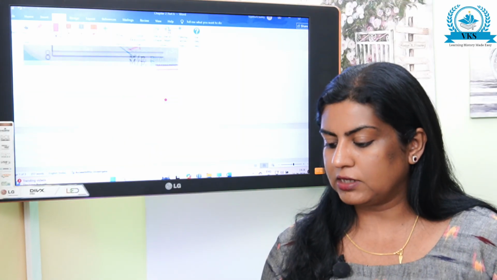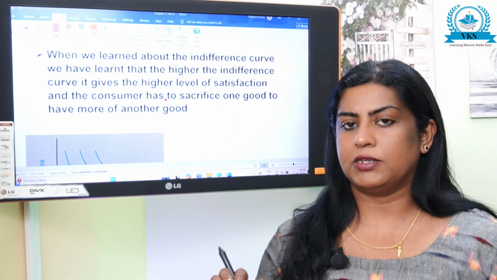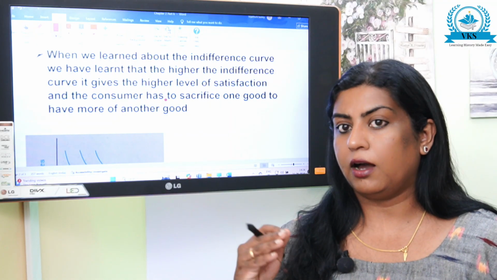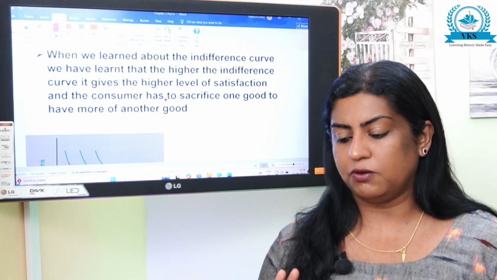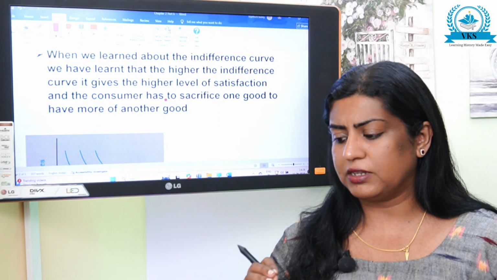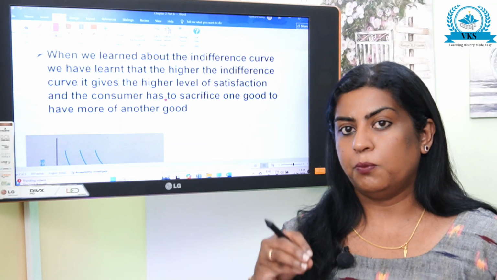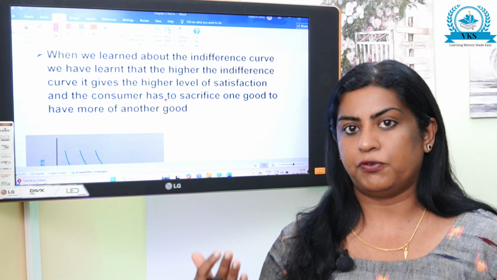Now the next concept which we have to see is, when we learned about the indifference curve, we learned that the higher the indifference curve, it gives a higher level of satisfaction. Now we have learned about the indifference curve. So what is an indifference curve? It shows how much of one good a person has to sacrifice to have more of another good.